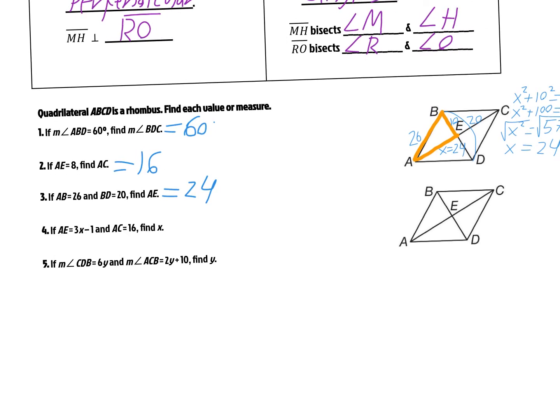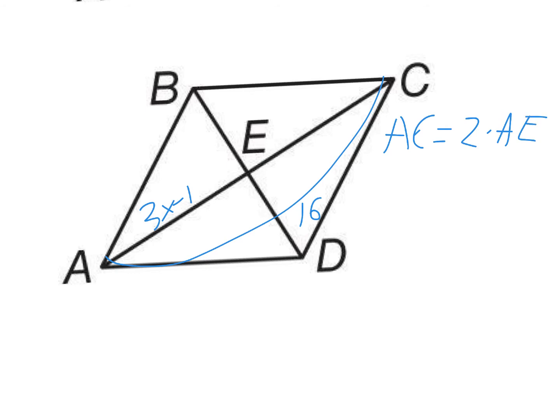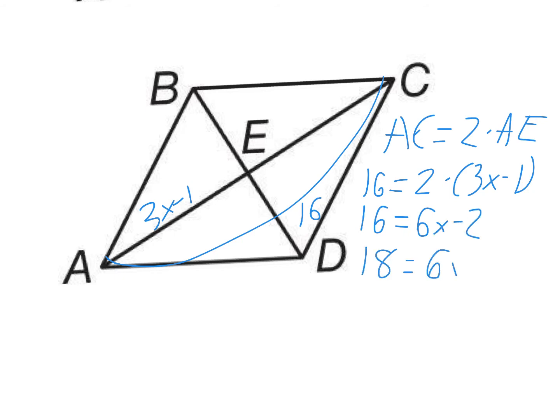All right, number 4. If AE is equal to 3x minus 1 and AC is 16, we want to find x. Well, AC is equal to 2 times AE. So 16 is equal to 2 times 3x minus 1. 16 is equal to 6x minus 2. 18 is equal to 6x. Divide both sides by 6. We get x equals 3.